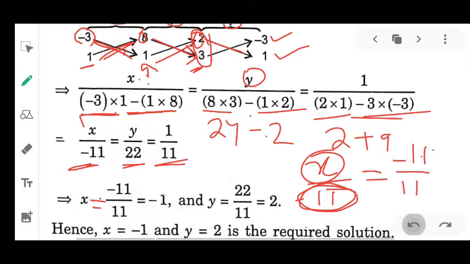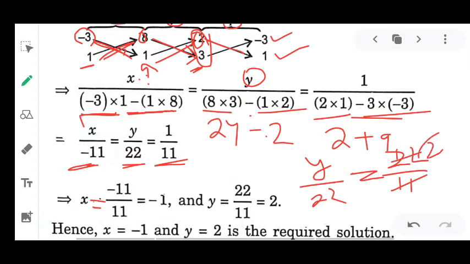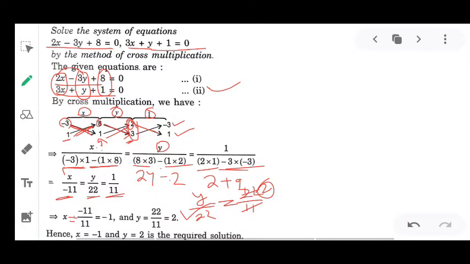Now coming to y, y by 22 equal to 1 by 11. So y will be 22 by 11. So 22 by 11 is 2. Okay, so y equal to 2. So these are the values of x and y. x is minus 1 and y is 2.